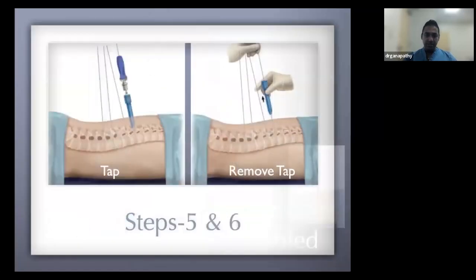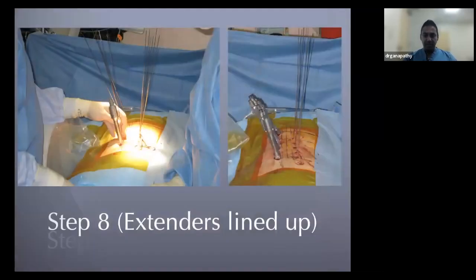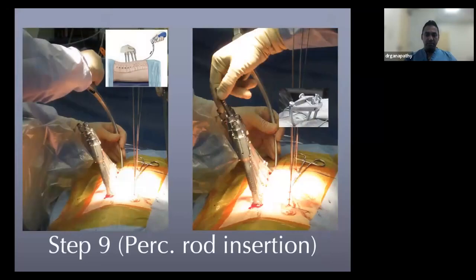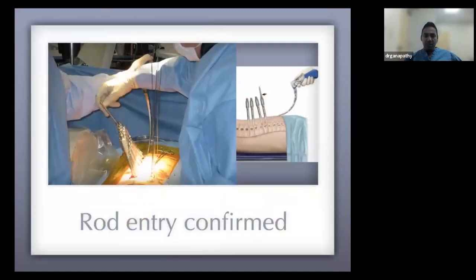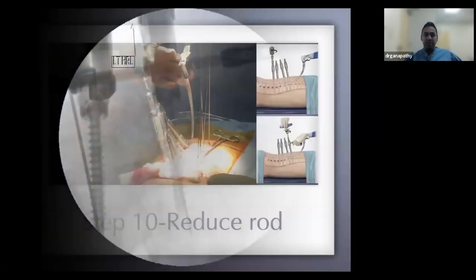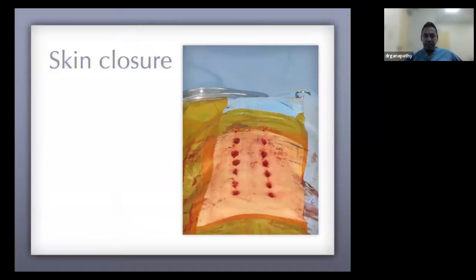dilatation. And then you tap it, and then you basically put your screws in with the extenders, and then you run your rod through the towers, and then you confirm it and finally lock it. And this is how the skin closure appears after that particular surgery for this patient.